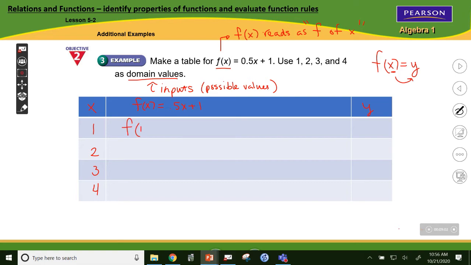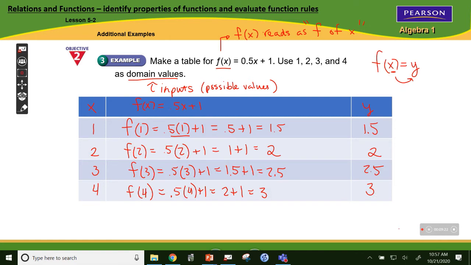I'm going to write f of 1 equals 0.5 times 1 plus 1, which equals 0.5 plus 1, which equals 1.5, and that is my output for my y value. So now I shall pause this and do the rest, and you should do the same.